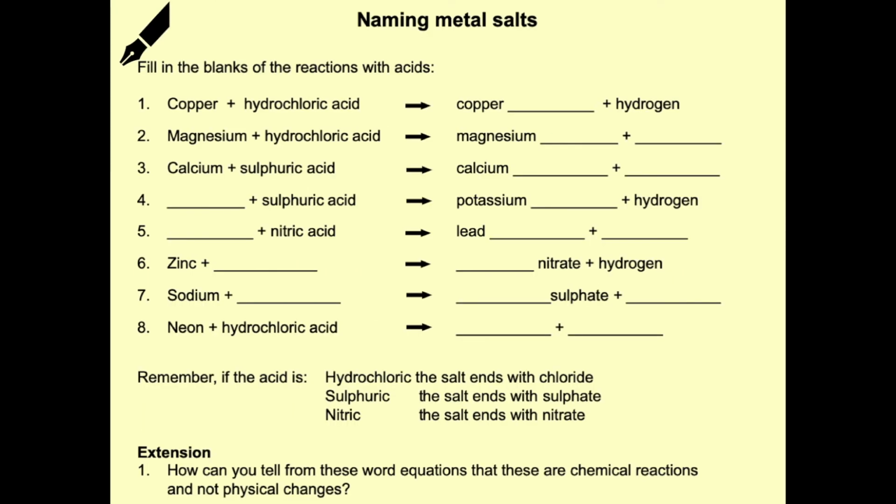So what you have now on your worksheet is lots of practice examples naming salts. And at the bottom of the sheet, you'll see that we have the naming rules. So hydrochloric, the salt ends with chloride, sulfuric, the salt ends with sulfate, and nitric, the salt ends with nitrate. So can you have a go at filling in the gaps? Sometimes you'll be asked for the salt ending, sometimes you'll be asked for the gas that gets produced, and sometimes you'll be asked what metal is needed to react with the acid, and sometimes you'll be asked what the acid needed to produce the salt is. So have a go at those.